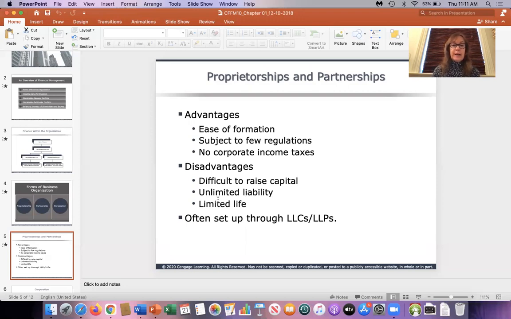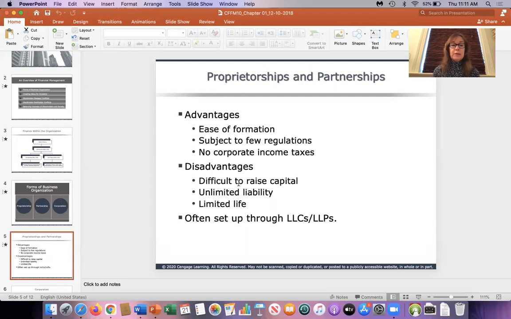Also, the limited life. What happens when you're ready to retire as a sole proprietor? Well, if your kids don't want to take over the business, or if you don't have anybody to sell it to, the business will probably die. So it has a limit. These sole proprietorships and partnerships can have a limited life.